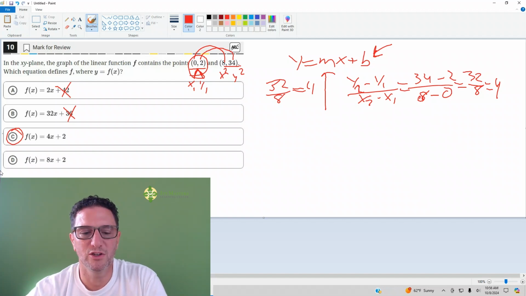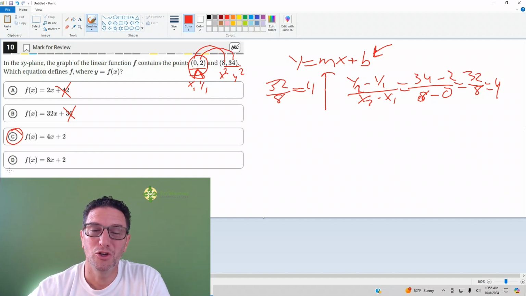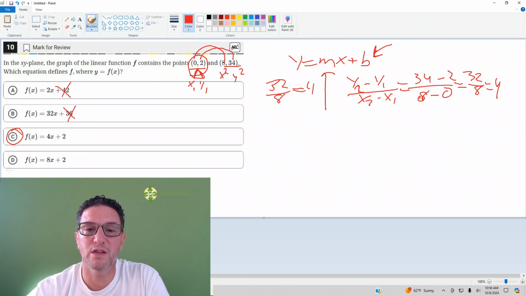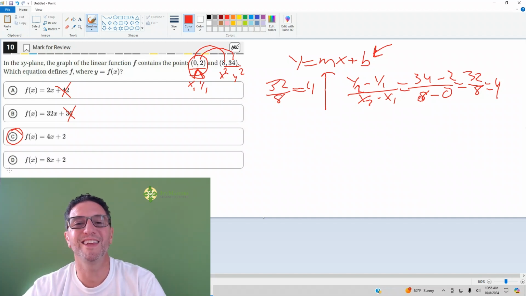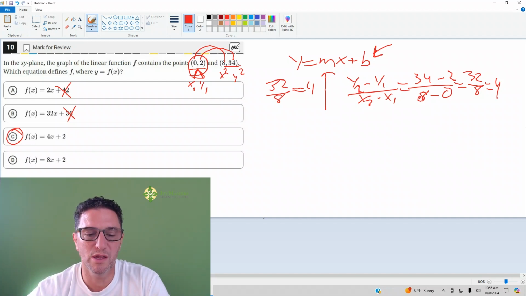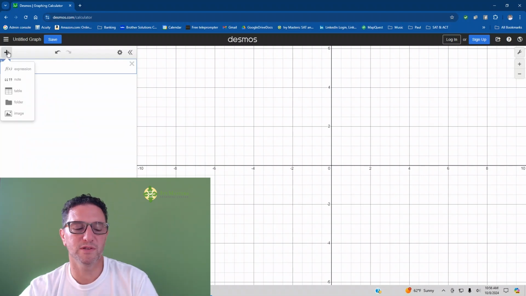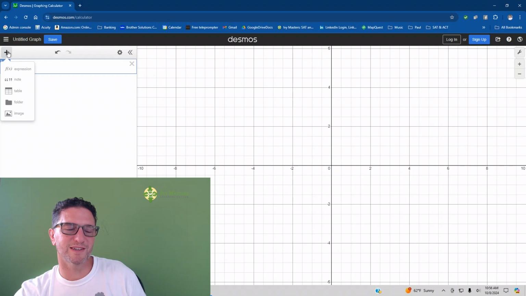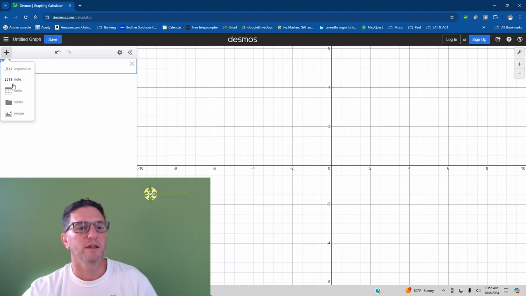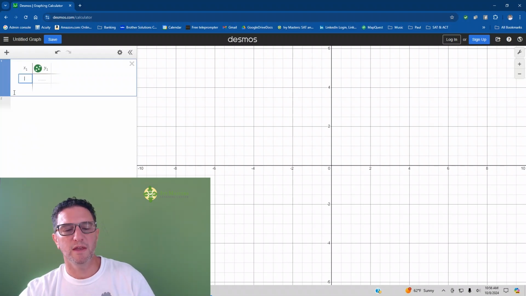Alternatively, you could use Desmos. Now, you should definitely know how to do this by hand, because here it gave you the y-intercept. If it didn't, Desmos would be easier to use. And so when you go to Desmos, you got to hit the plus on the upper left. This is called doing a regression. You can do it whether it's linear or exponential. Then you choose a table, and then in the table, you have to plug in the values.